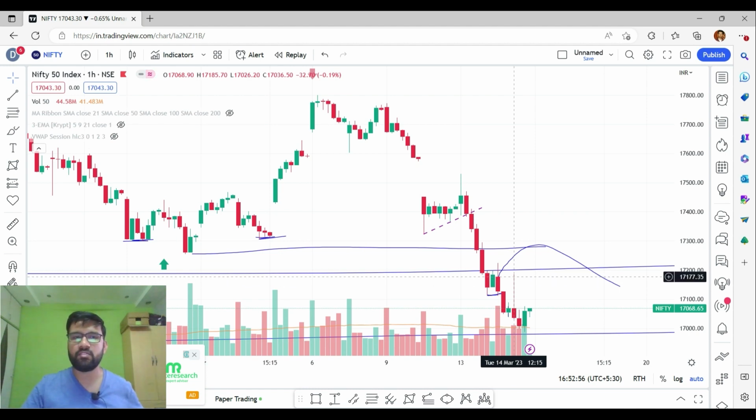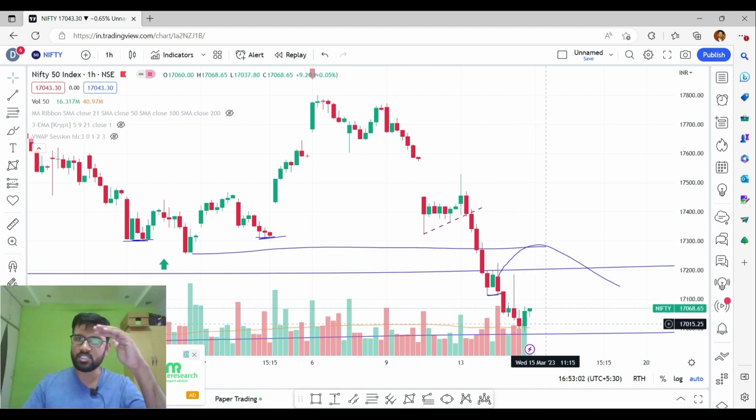This 17,185 level will act as an important support point for tomorrow's session. But if the market directly opens gap down, and if the market sustains below that level, then we can expect a further fall up to the 16,800 or 16,850 levels initially. And if the market sustains below that level also, then we can expect a further fall up to 16,700. But before that, we need to wait until the market closes below 17,000 level.